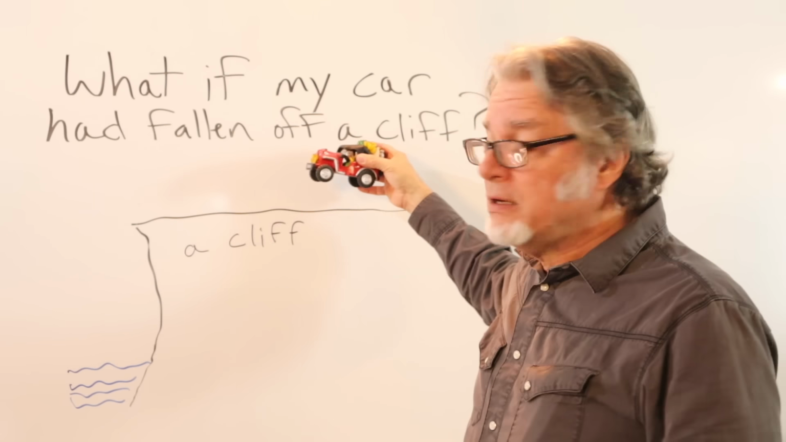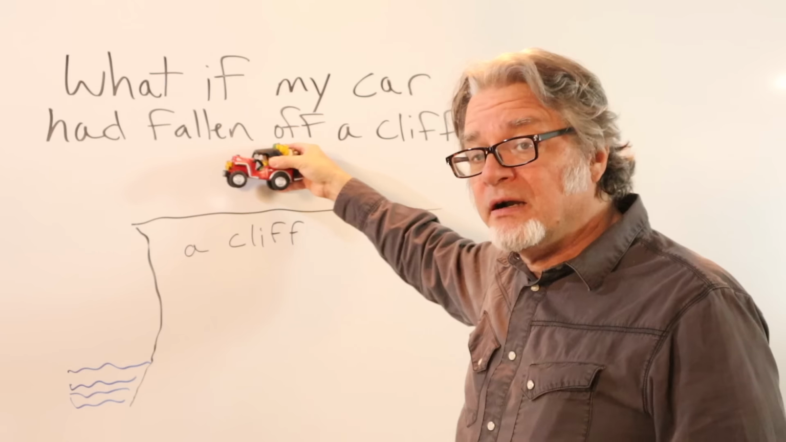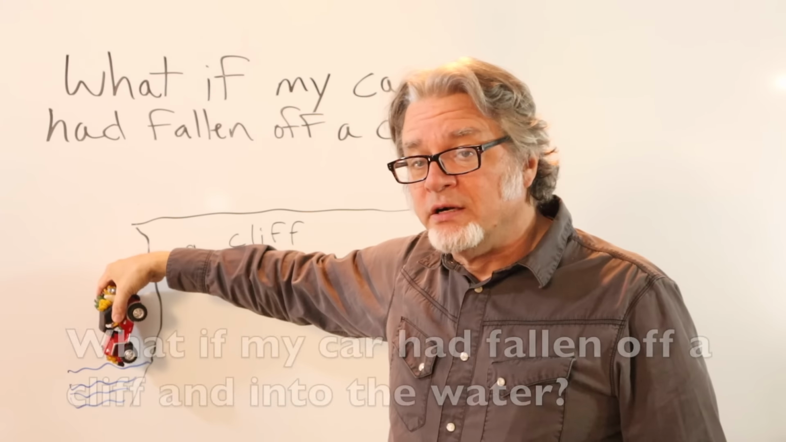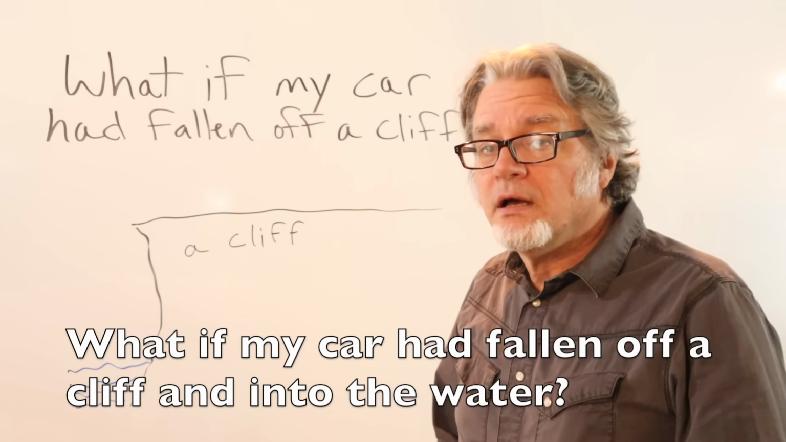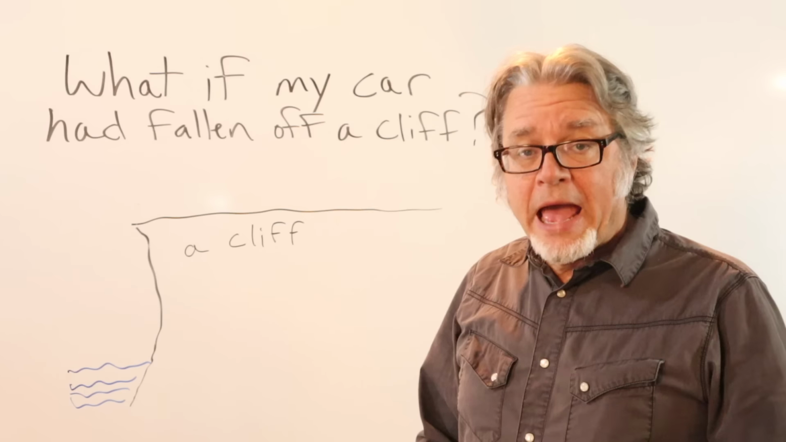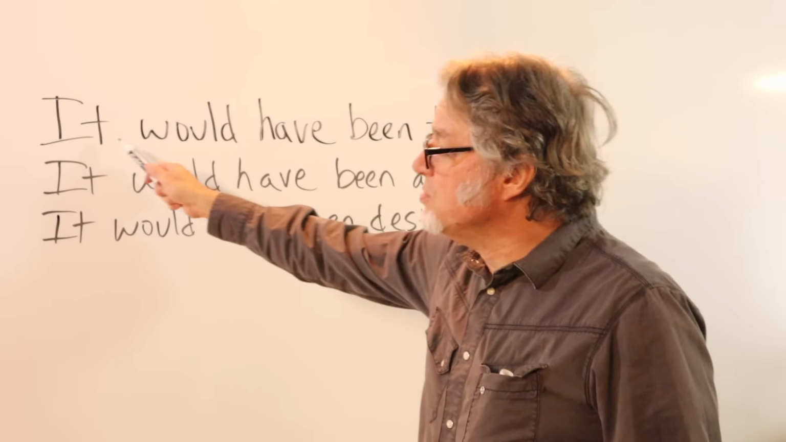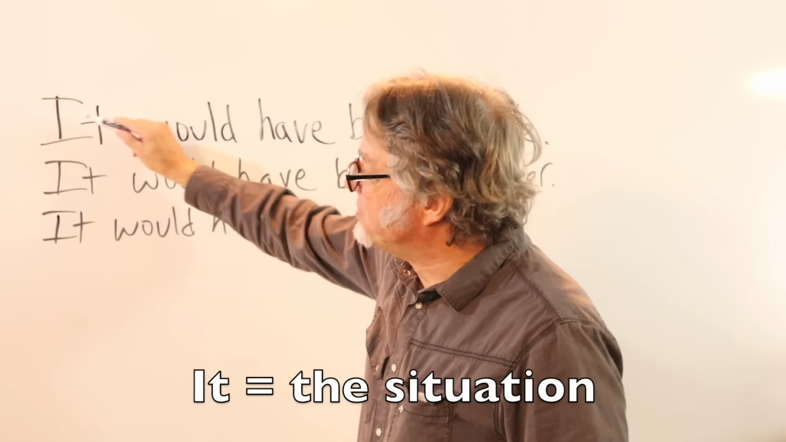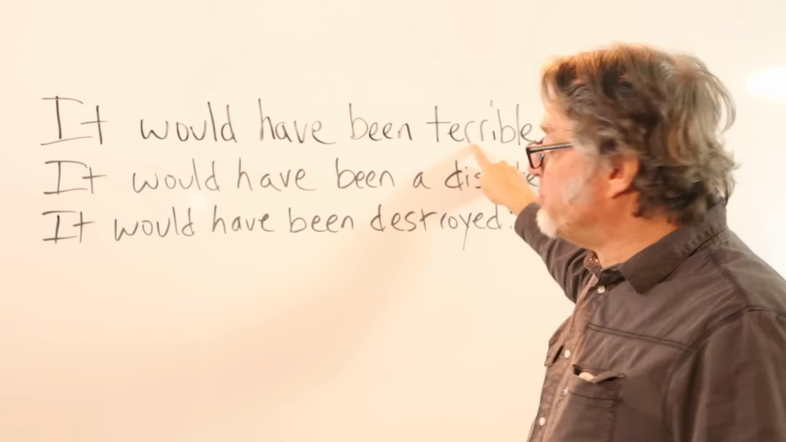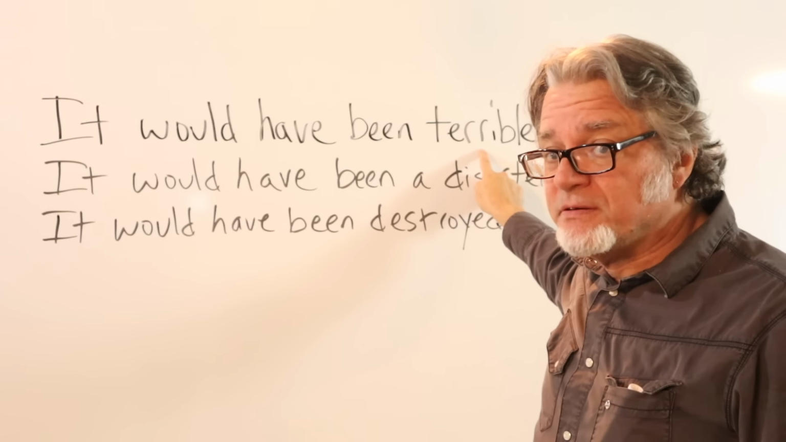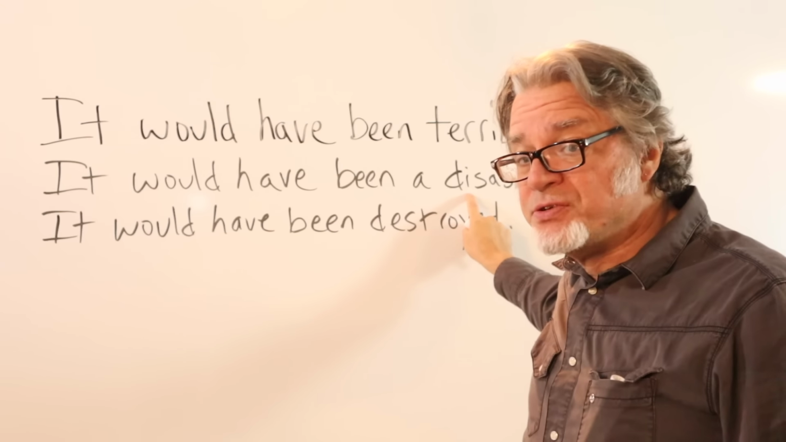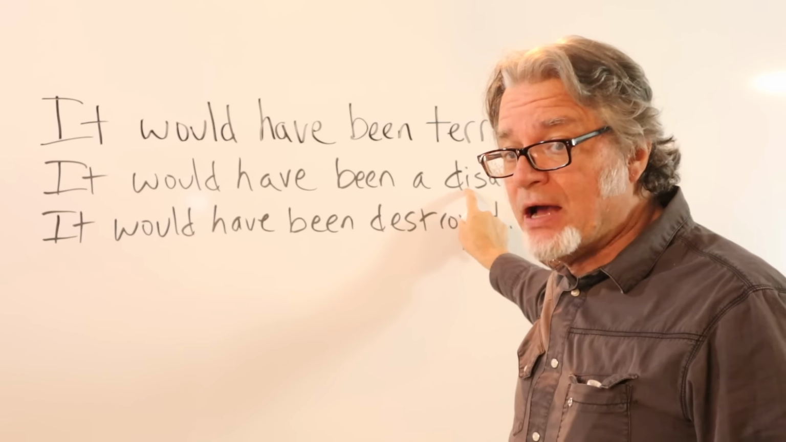This is in consideration of a past possibility. Here's my car. What if my car had fallen off a cliff and into the water? To answer that question, you can use would have been. In these two sentences, it represents the situation. It would have been terrible. This is an adjective. Or it would have been a disaster. And this is a noun.